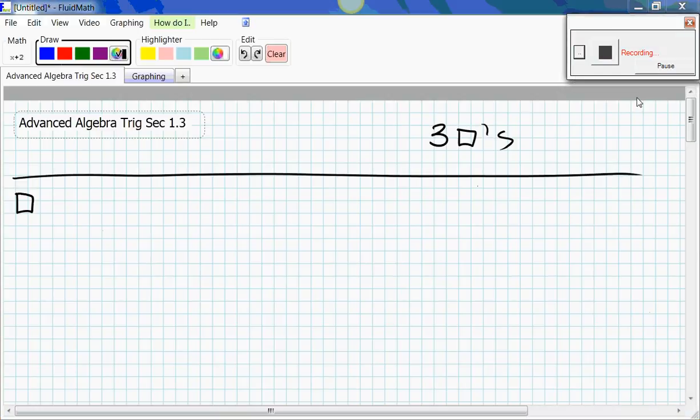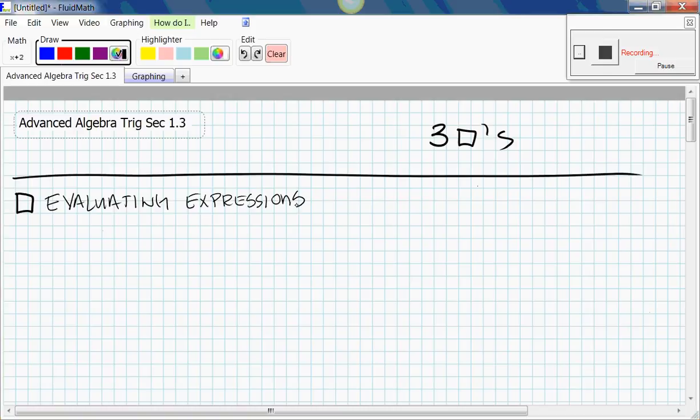Okay, so section 1.3, 3 boxes, and the first one is going to be evaluating expressions containing exponents.